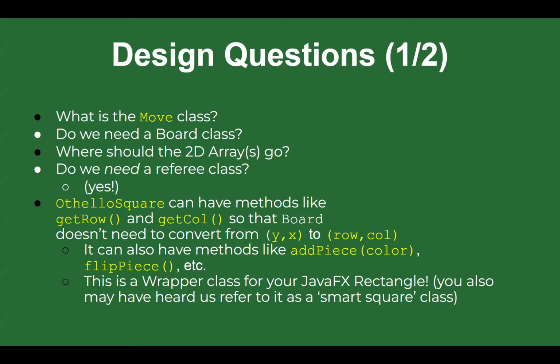So we could add get row, we could add get column to the Othello square, and that helps to convert from Y and X to row and column, kind of like you may have done in Tetris. The Othello square also might have methods like add piece or flip piece, and that's what we talked about with having a smart square class that knows how to do more than just the JavaFX rectangle.